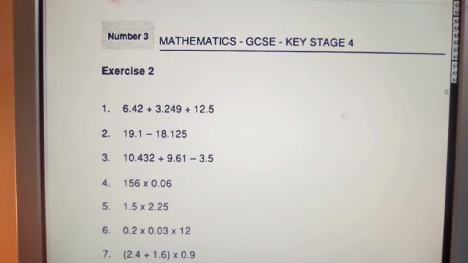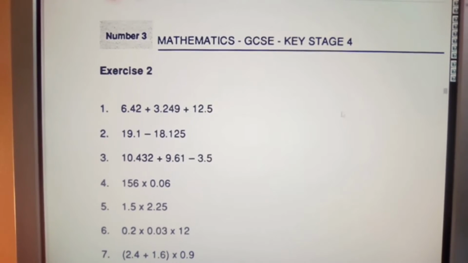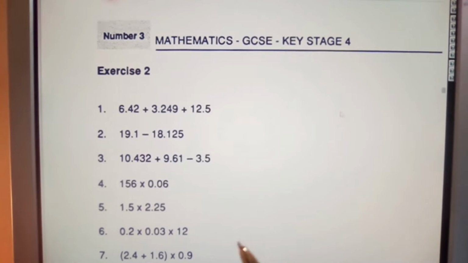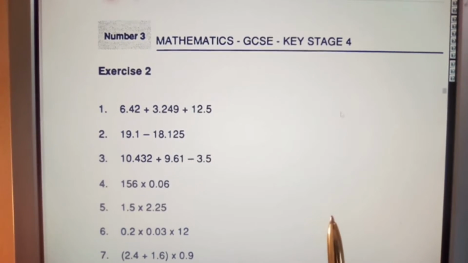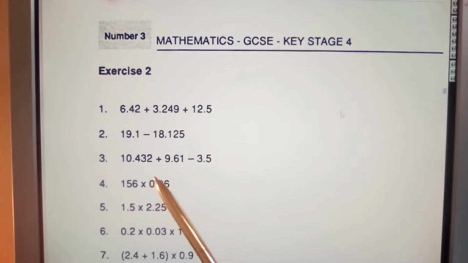Now what we want to do is continue with mathematics. Again, GCSE, General Certificate of Secondary Education, Key Stage 4. And we're going to be looking at exercise 2. Now I'm going to call this multifunctional operations of mathematics. Multifunctional because we have addition, we have subtraction, we have multiplication, and somewhere in here we have division as well.